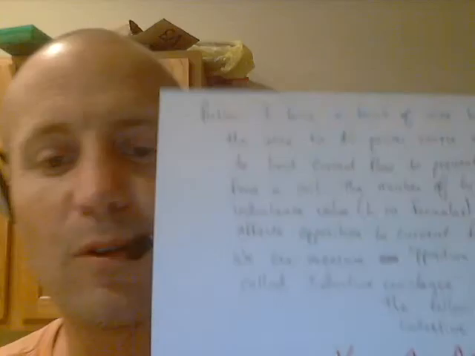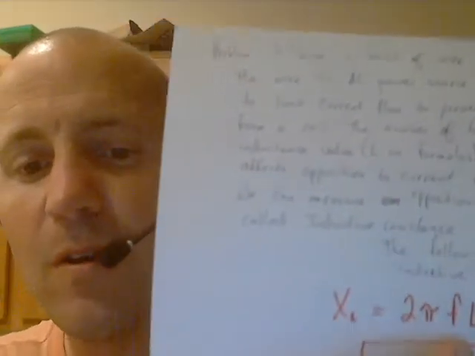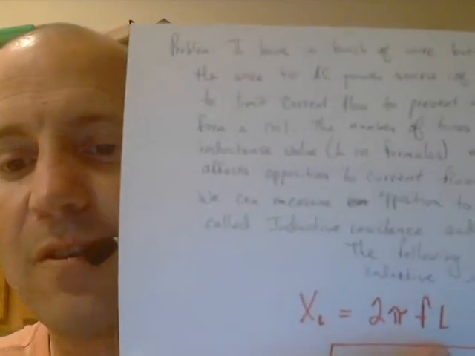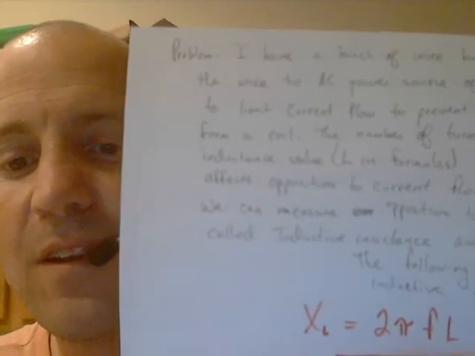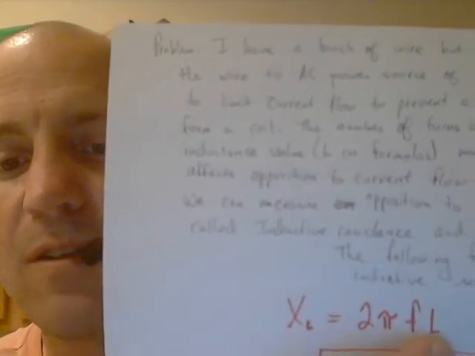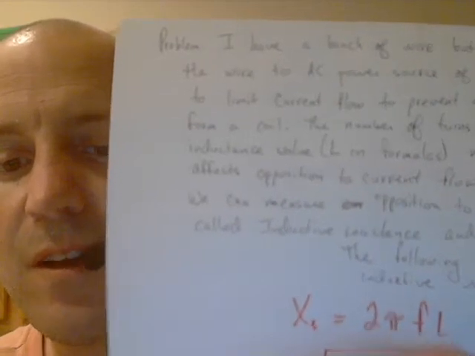This is the motion aspect of it, because remember, we're talking about circular motion. We're talking about how often it changes polarity. And then we also have the time factor, which is represented by the letter F, or frequency. And then finally, the L is the inductance value. And remember that the inductance is measured in henries.